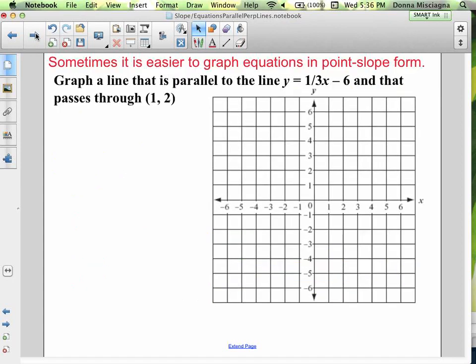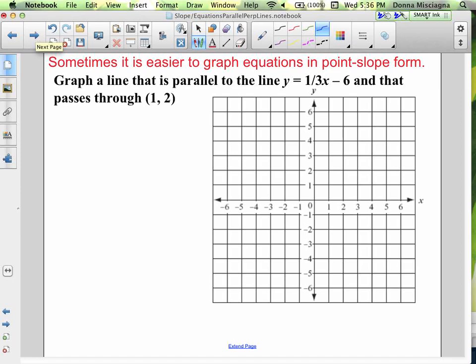Sometimes it is easier to graph equations in point-slope form, and we would not want to change it into slope-intercept form first and then try to graph it. I think it's always easier to graph it in point-slope form, because if you're not asked to write the equation of the line in slope-intercept form, you can just use point-slope. There's no work really in that. You just have to plug in some numbers. If you are asked to write the equation in slope-intercept form, maybe you can find your y-intercept when you graph it. But this one is definitely going to be easier to graph in point-slope.